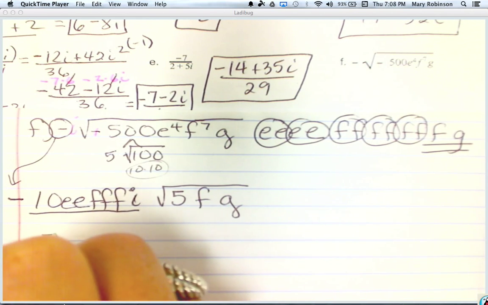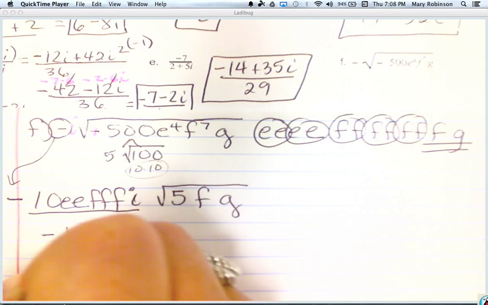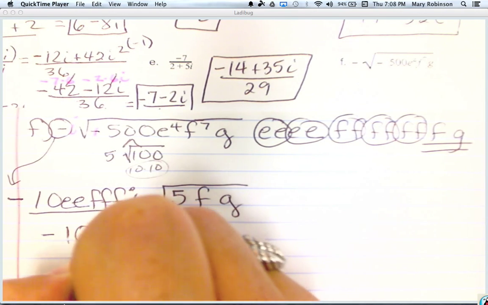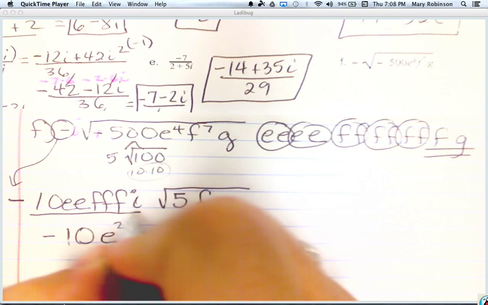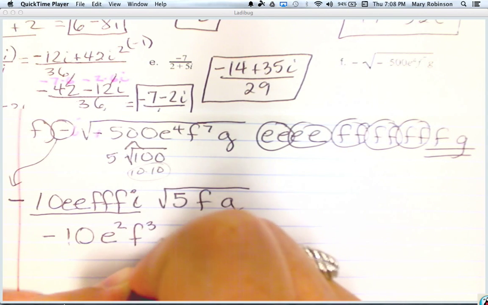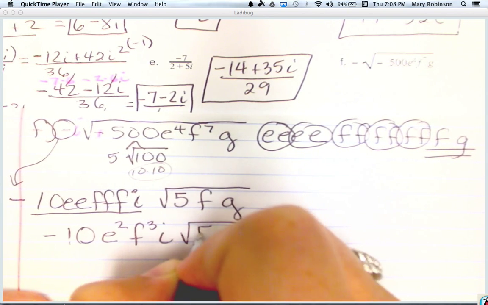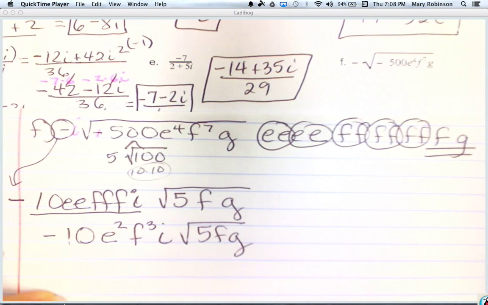So when you write your final answer, it will be negative 10. 2 E's is E squared. E times E is E squared. F times F times F is F cubed. I square root of 5 FG.